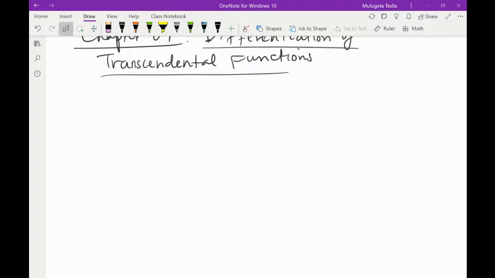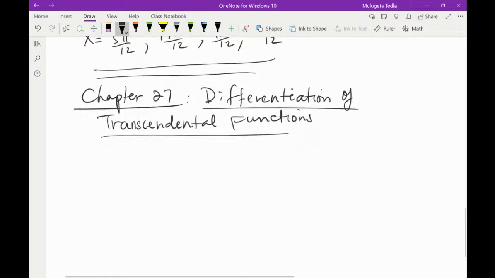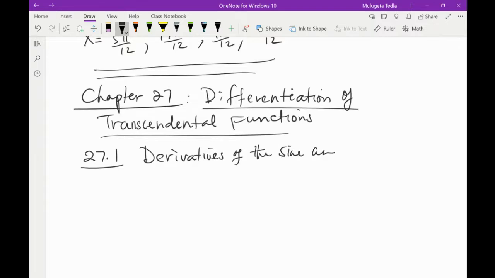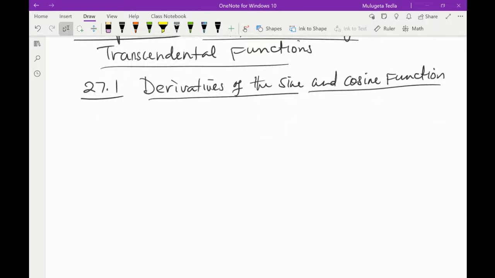Transcendental functions. These functions are mostly trigonometric, logarithmic, and exponential functions. In section 27.1 they only deal with derivatives of the sine and cosine functions. I just want to give you the rules.